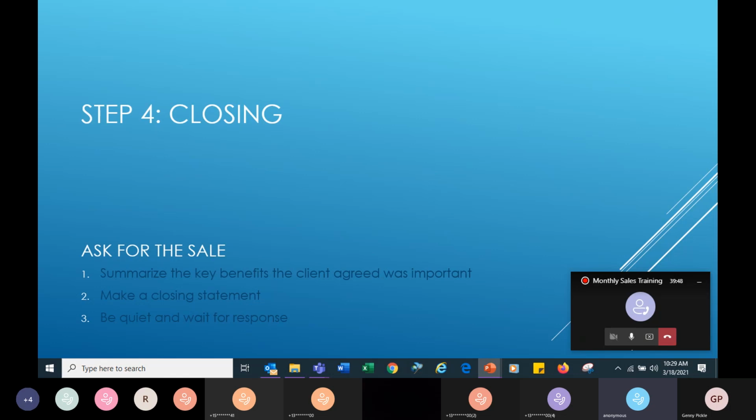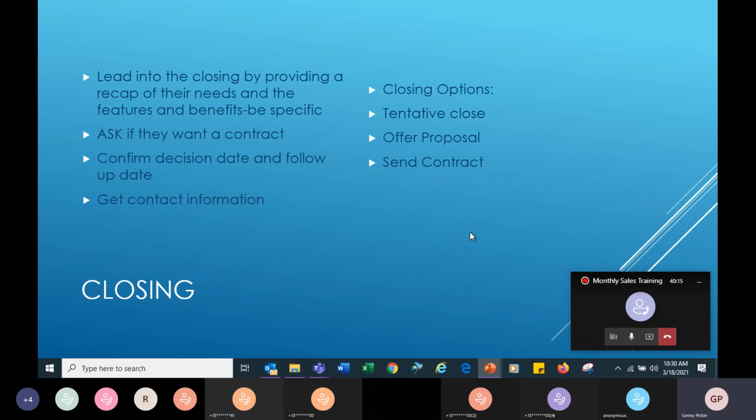I try trial closes throughout the process sometimes, depending on what type of sales call it is. Right. That how does that sound? Those are still trial closes. Yes. Anyone else have an example of the assumptive close? What about a direct close?